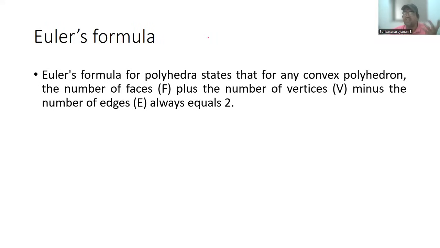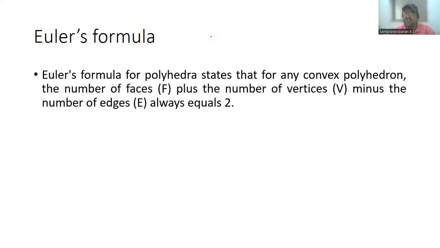Polyhedra means solids like a regular pentagon or hexagon that forms a prism, right? We can consider those solids as polyhedra, something like a cube, a cuboid, a pentagonal prism, a hexagonal prism, a septagonal prism. Euler's formula is for all these kinds of solids.